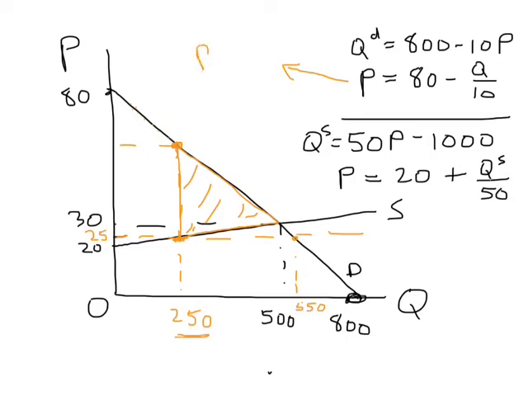P equals 80 minus 250 divided by 10. So that's 55. So I'm going to think about this as being rotated. So I'm going to call that my base. That's 30. And then the height, of course, is 250.